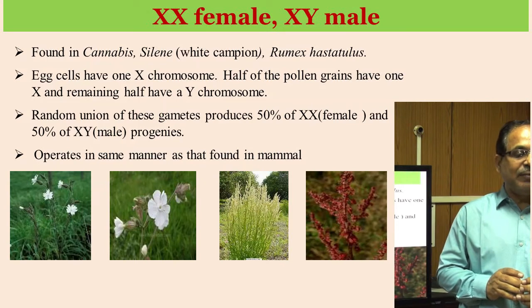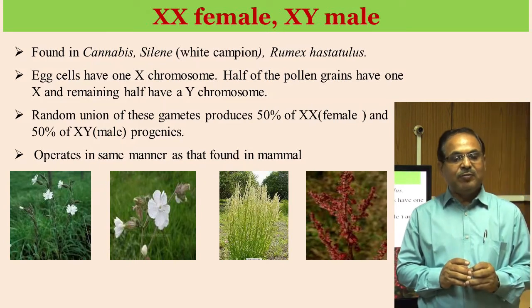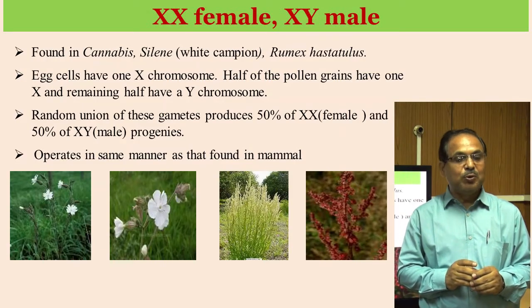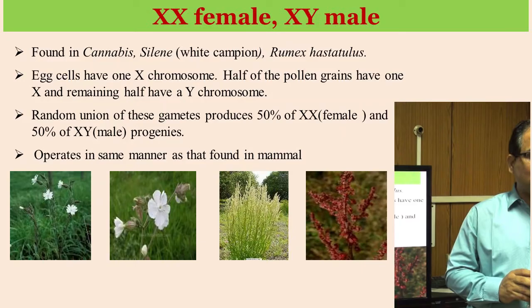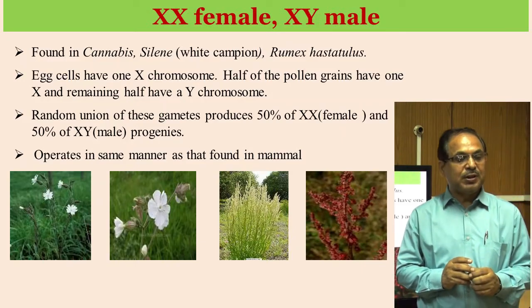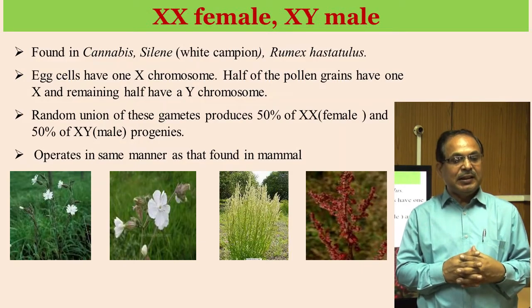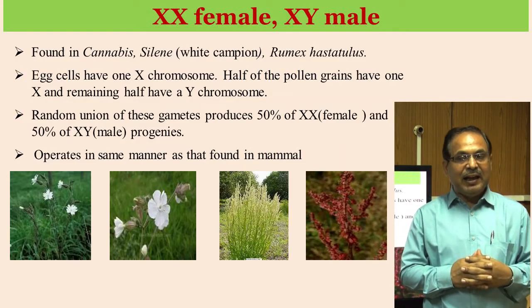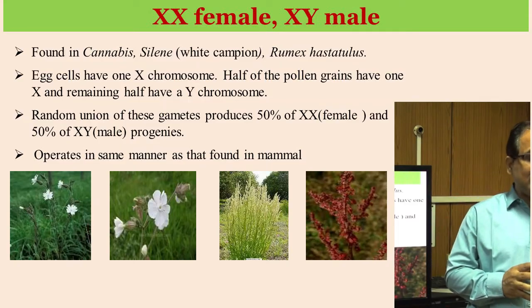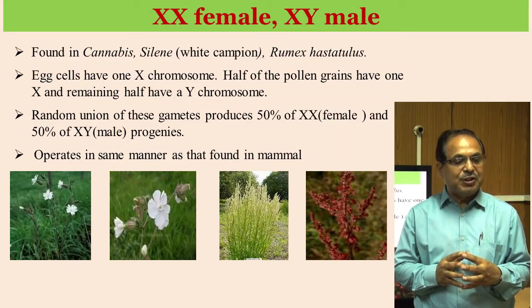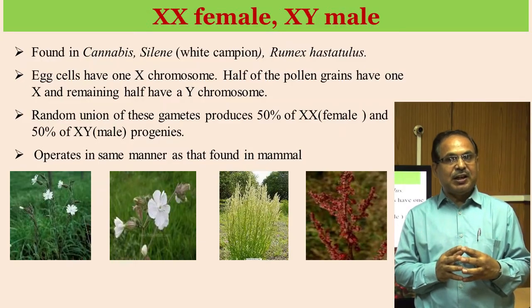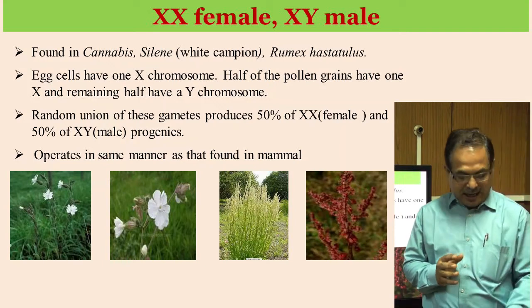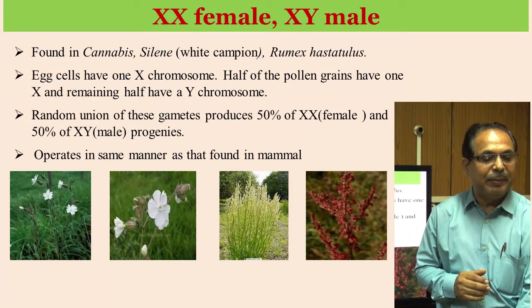Here egg cells have one X chromosome, half of the pollen grains have one X, and the remaining half of the pollen grains have Y chromosomes. Random union takes place among these gametes, producing 50% female progenies having XX chromosomes, and 50% progenies are male which are having XY chromosomes. This operates in the same manner as in the case of mammals.